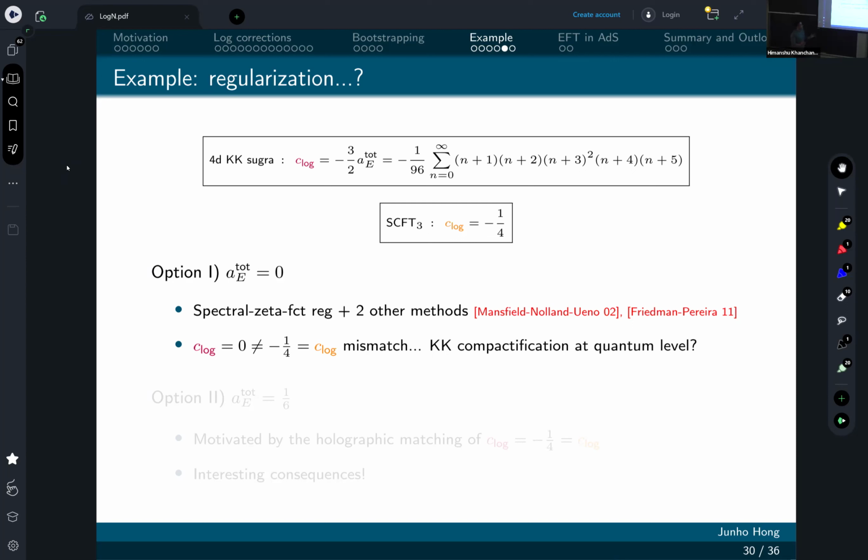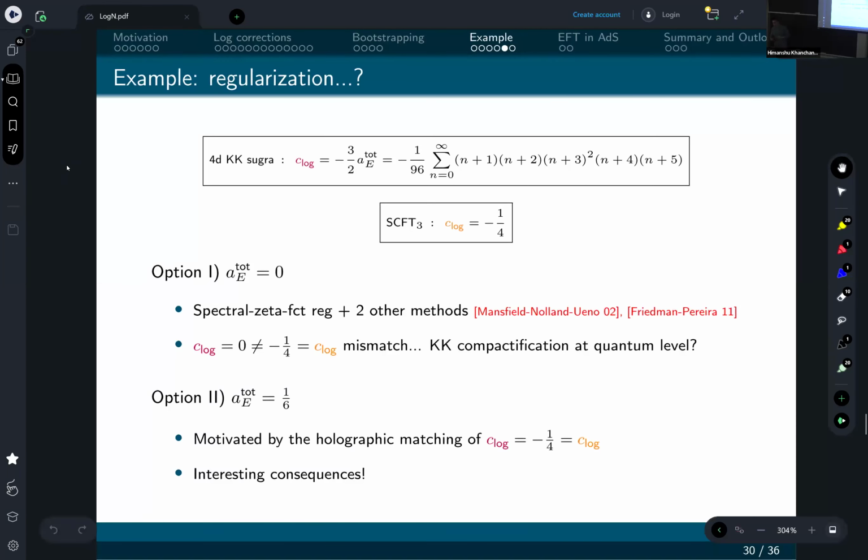That could be the case, but what I want to emphasize today is the more brave option 2. Just motivated by holography to make this match work, let's assume that this infinite sum is somehow regularized to yield A = 1/6. It's designed to make -1/4. Of course, by itself, it does not tell us anything because it's just choosing the regularization scheme by hand. Then we have some interesting consequences.